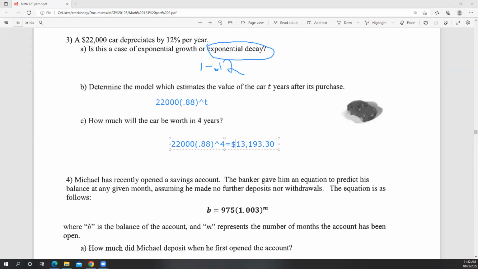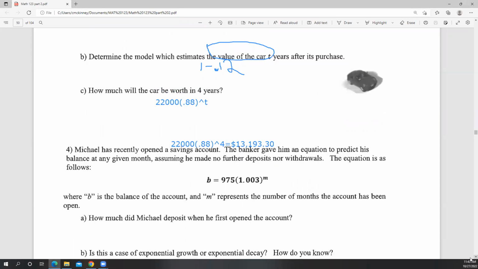Decay, exactly. So if the number is going up, it would be growth. If it's going down, it would be decay. And if you see it's already written for you and it's greater than 1, yes, it would be growth. May not be very fast growth in this case, but it is growth. Inflation. But it's still growth.